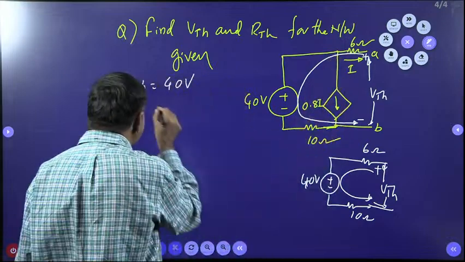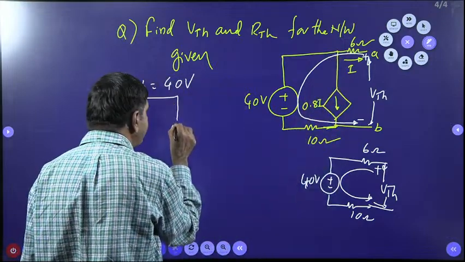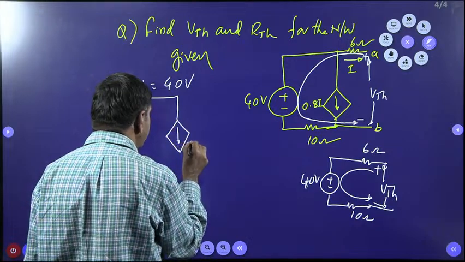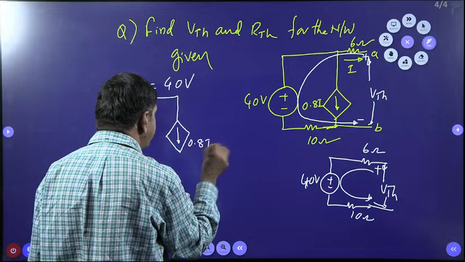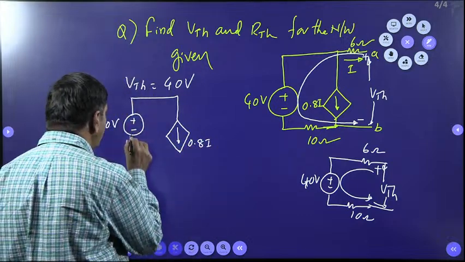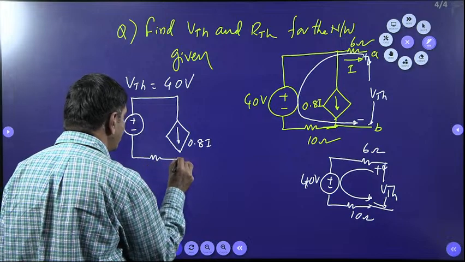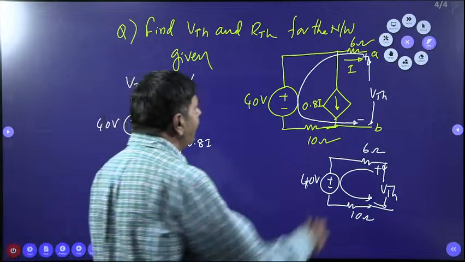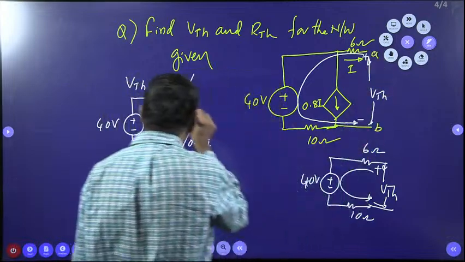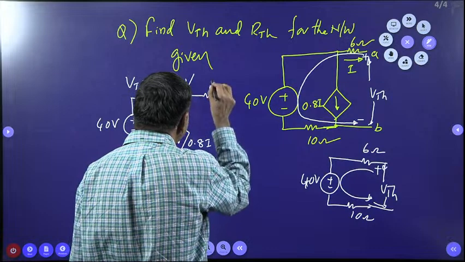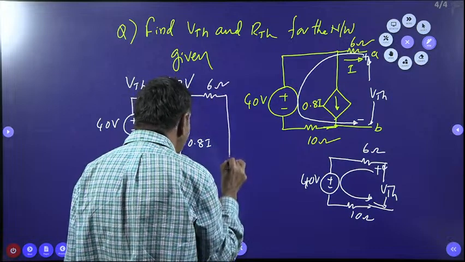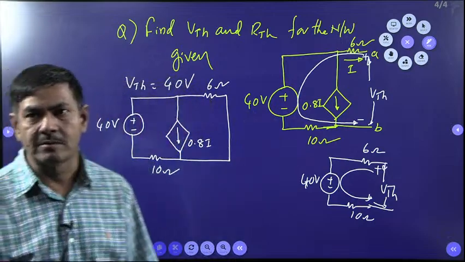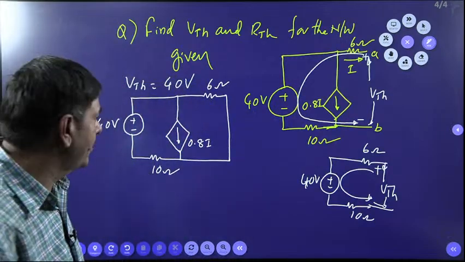This current source is 0.8 I. I have taken 0.8 I. Here I got a 10 ohm resistor, that value. And for this VTH, this A and B, I want to short circuit. I got 6 ohms. What I did, I short circuited. This is one more method. This way is also allowed. If not required, you can apply any other method also, no problem.